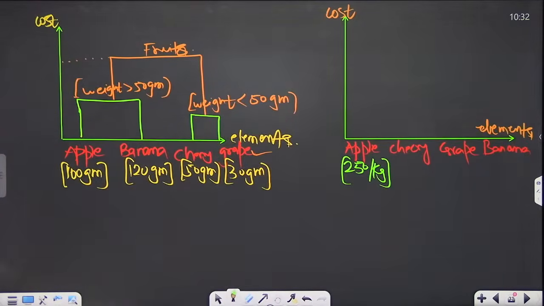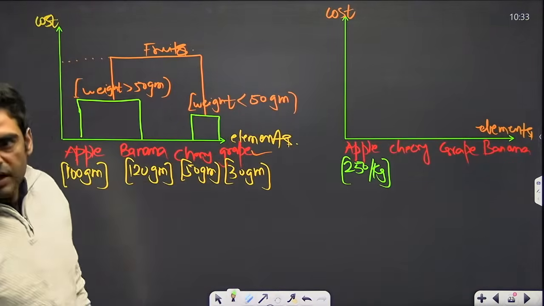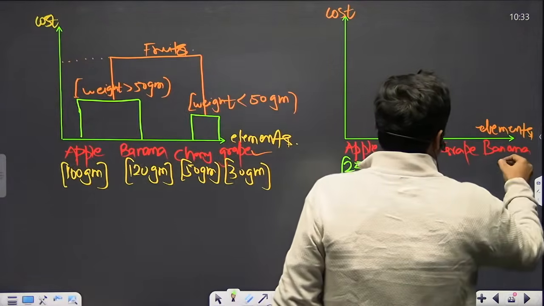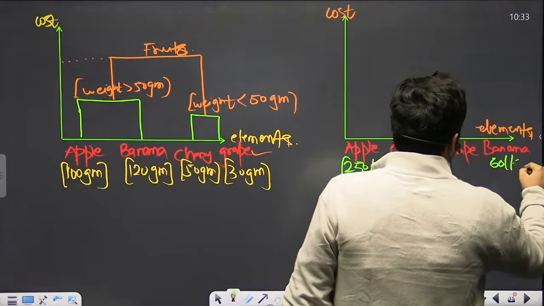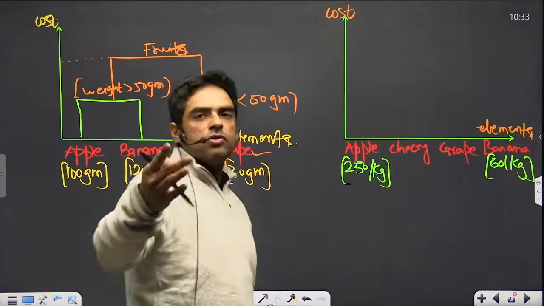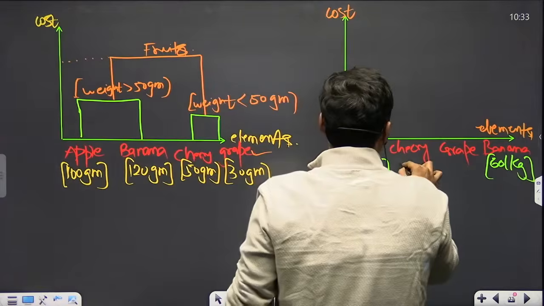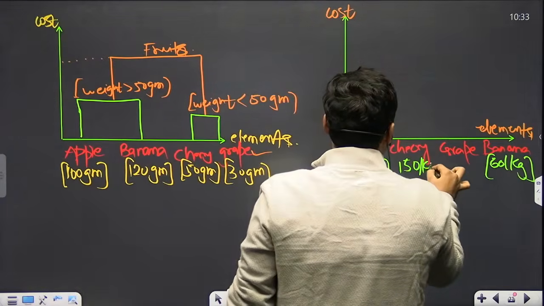And what should be the cost of cherry? Yes, any guesses from your side? कितना होगा cherry का cost? Okay, tell me the cost of cherry and grape. Banana ka I think that is 60 rupees per kg. What is the cost of cherry? Any guesses from your side? Okay, so I can just assume cherry as 150 rupees per kg.